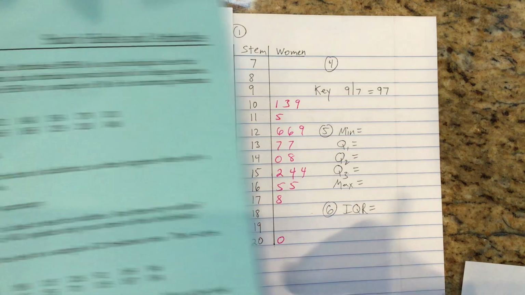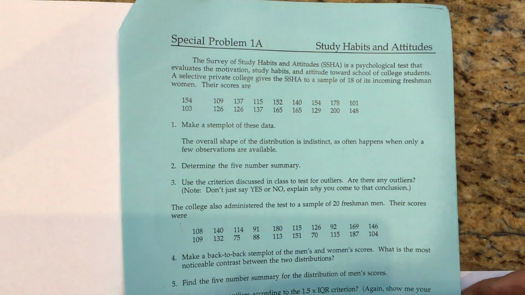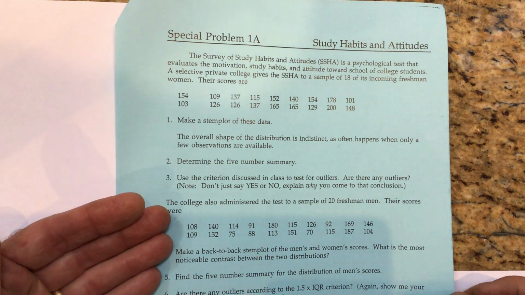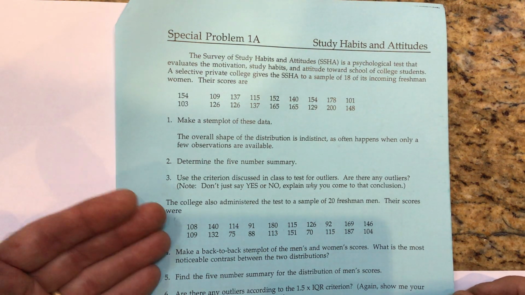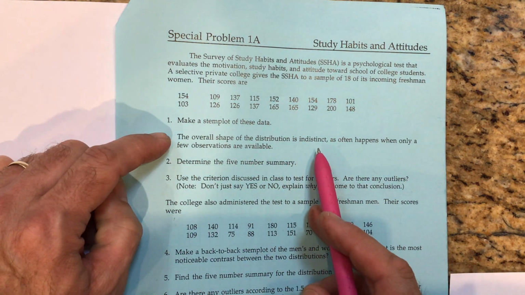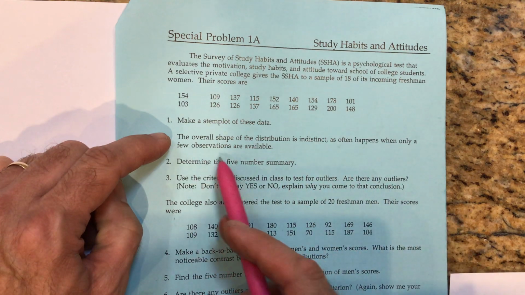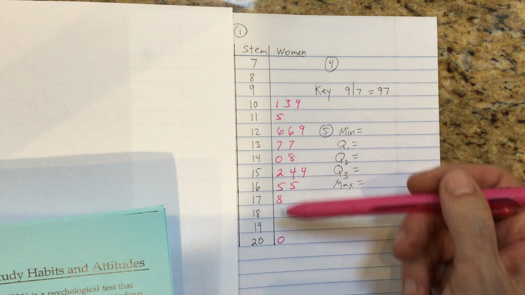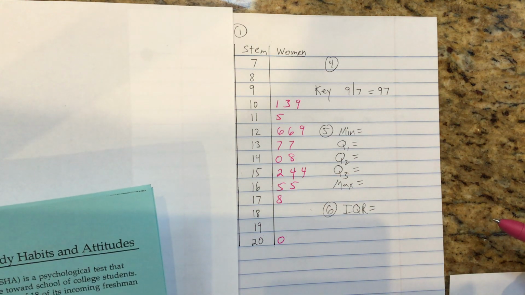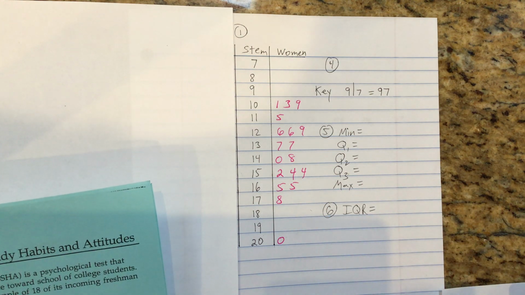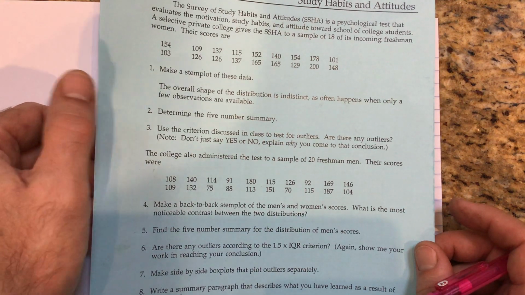All right. Now, please read these things thoroughly because sometimes not only do they have questions that you need to answer, but sometimes they actually give you some useful info. So you'll see the overall shape of the distribution is indistinct. This often happens when only a few observations are available, right? So we only have 18 observations. So when you look at that plot, nothing really stands out at you other than maybe this score of 200 is a bit extreme compared to the other scores. Okay, question 2. Let's find the 5-number summary.